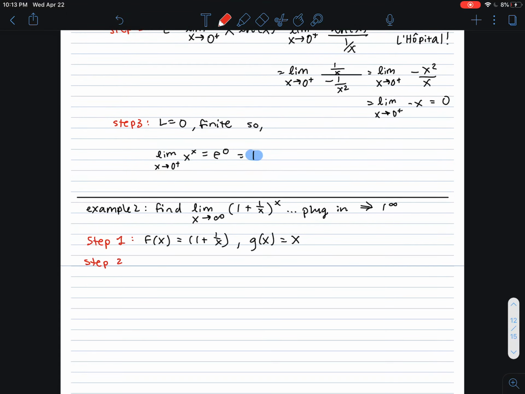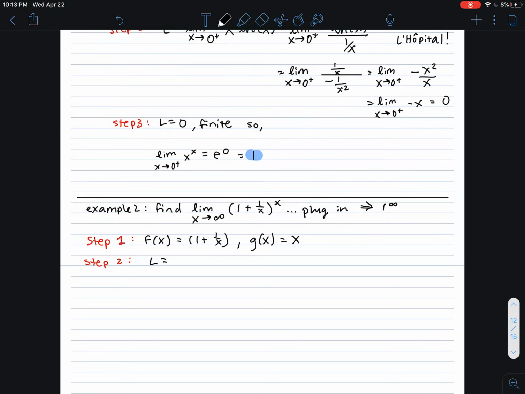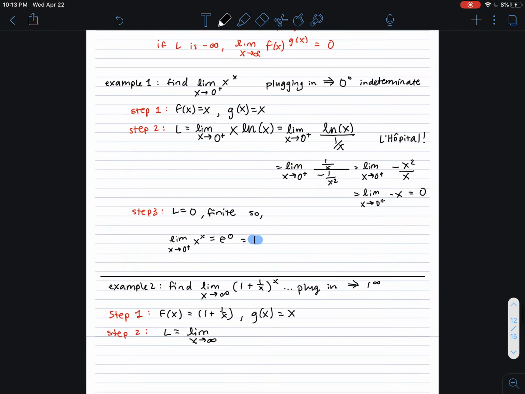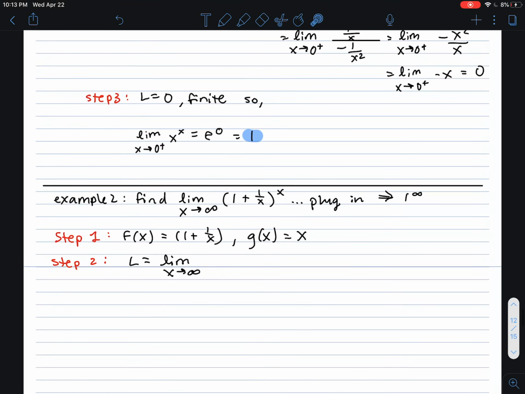Okay, step 2 is where we evaluate L, that limit. Our limit is the limit as x approaches infinity, because we just use whatever limit was in our original problem. And remember, if you look up here, it's the limit of g of x times the natural log of f of x. So we have the limit of g of x, which is x, times the natural log of 1 plus 1 over x.